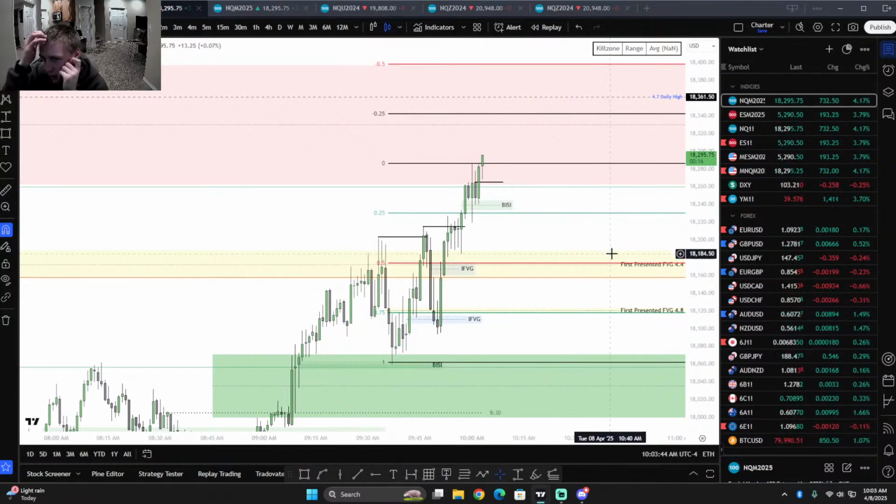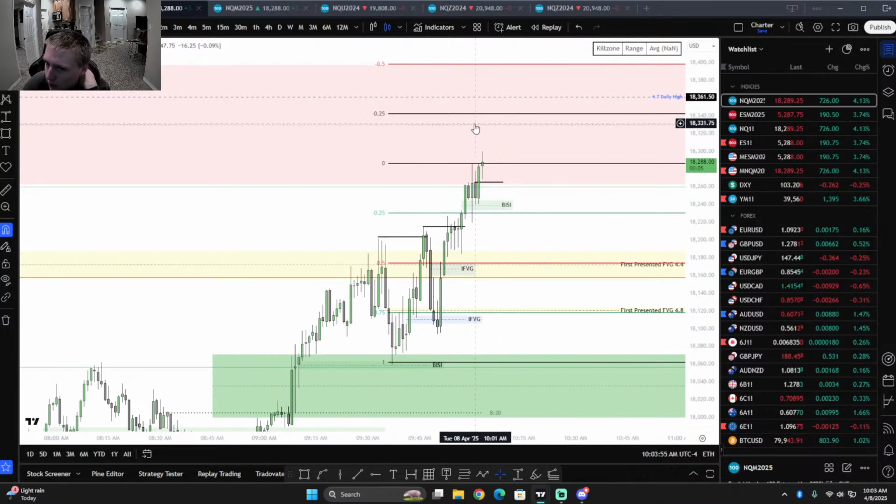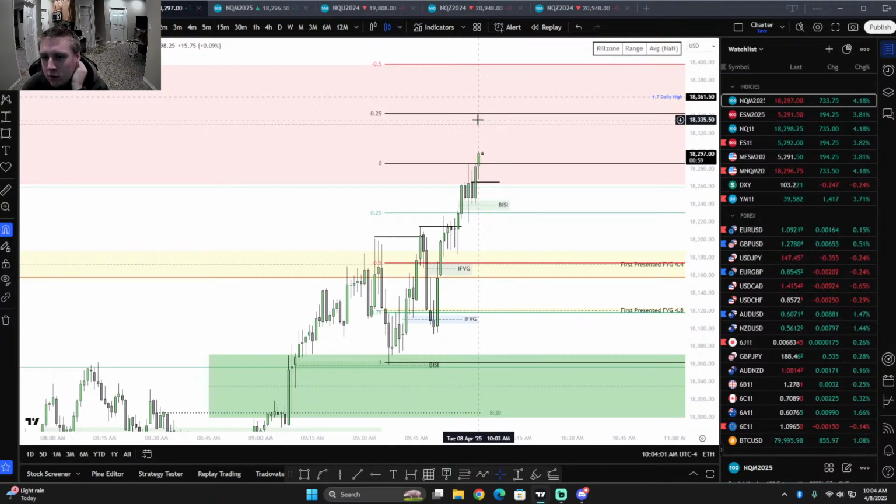Some projections on the AM opening range there. Notice how 0.5 aligns with that 15-minute SIBI high. Partial profit would be constant encroachment of this 15-minute SIBI. An old daily high.